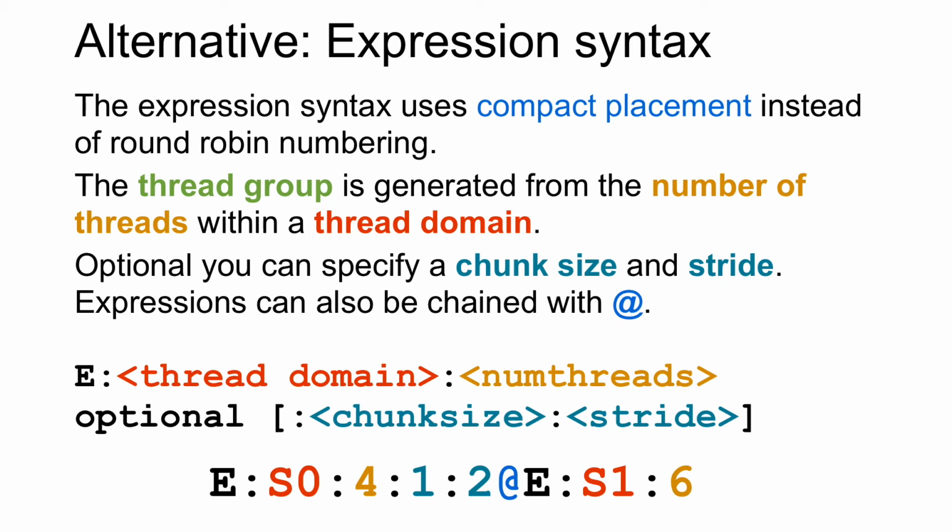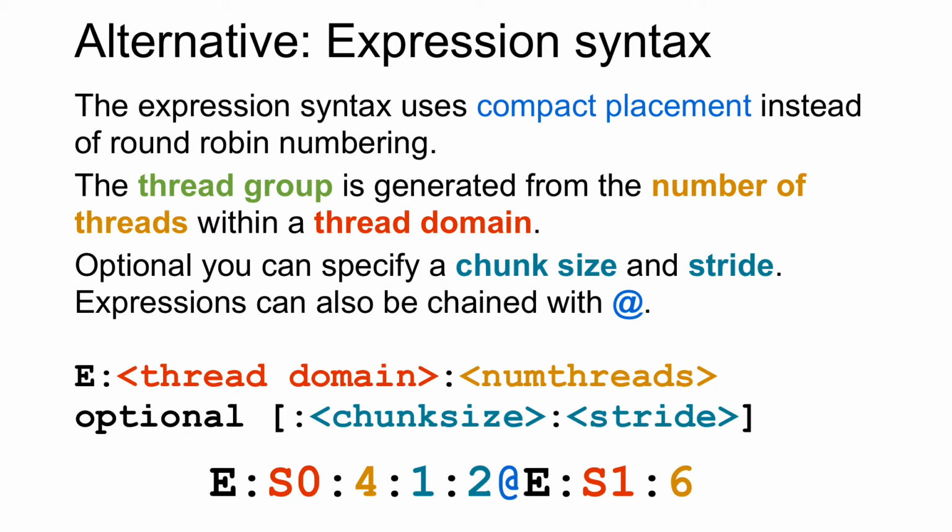To use the expression syntax, you have to start with an E for expression syntax, then a colon, then you specify the thread domain, here in this example, again, socket 0, another colon, and the number of threads you want to use. That's the required part. There is an optional part, where after another colon you specify the chunk size and an optional stride.